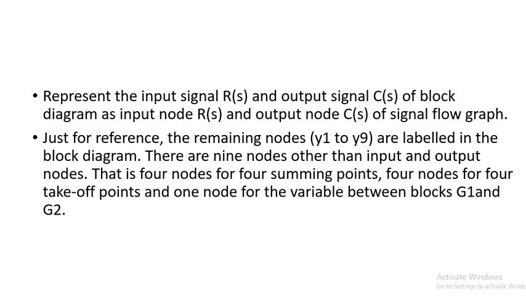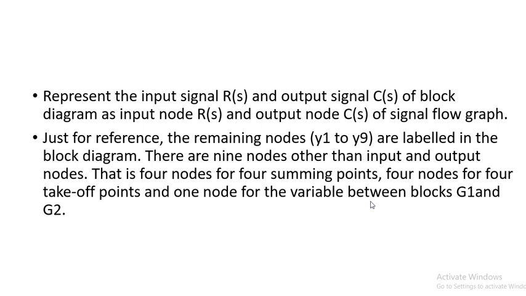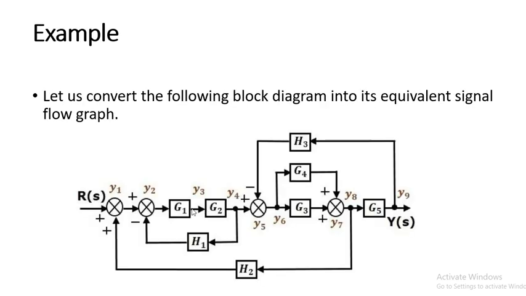So just for reference, the remaining nodes y1 to y9 are labeled in the block diagram. Just I have mentioned that, and there are 9 nodes other than input and output nodes that you have to keep in mind. So here I have not mentioned the input and output node, just the in-between nodes, that is from y1 to y9. So there are 9 nodes other than the input and output nodes. Okay, so there are 4 nodes for summing points, 4 nodes for take-off points, and 1 node for the variable between blocks G1 and G2. Okay, so y3 is a variable node, so that's why we have taken it in between this.